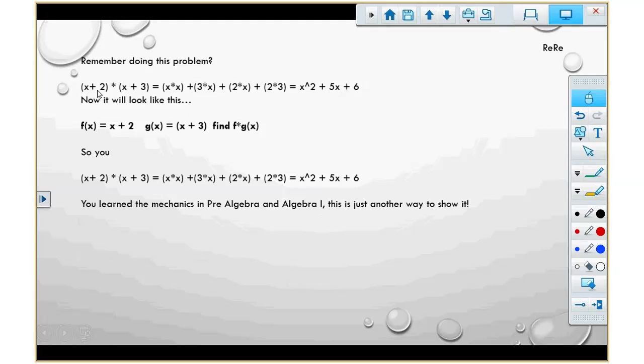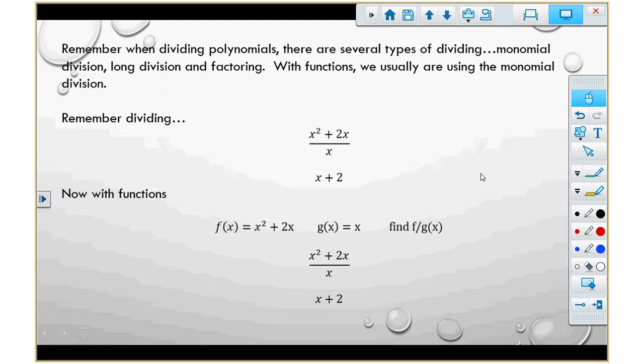Remember doing the multiplication problem with the FOIL method? Well, now it's going to be f of x is equal to x plus 2, g of x is equal to x plus 3. Find f times g of x. And this is the same thing you do now. What I'm trying to say is when you're talking about functions, you're not talking about something new that you know how to do. It's the same thing that you learned how to do back in pre-algebra. Well, they use g. It comes after f, I guess. I don't know.